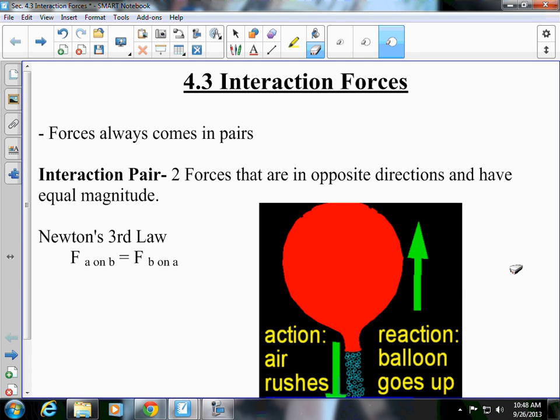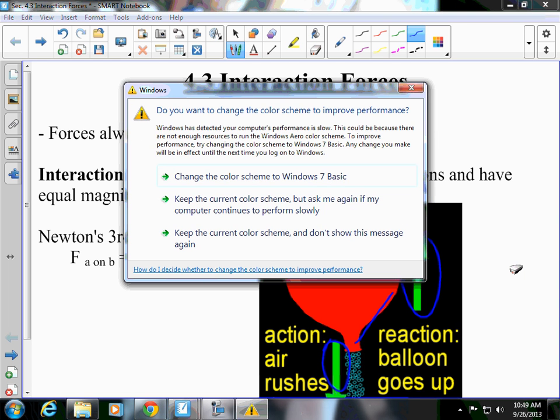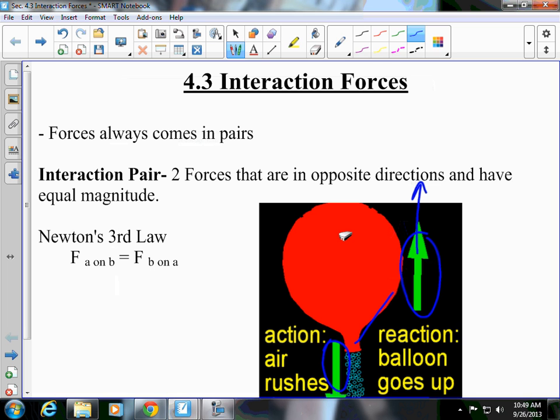So if we look at the balloon in the picture, the air is rushing out at the same force that the balloon is going forward. These forces really are equal to one another and cancel one another out. Now if the balloon moves, the outward force would be slightly greater. So that is kind of Newton's third law: the force on A is equal to the force on B. For every action, there's an equal and opposite reaction.